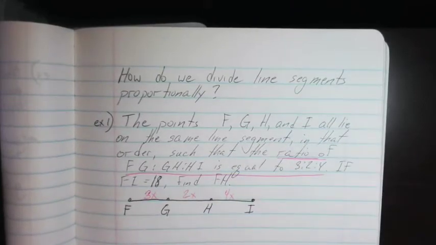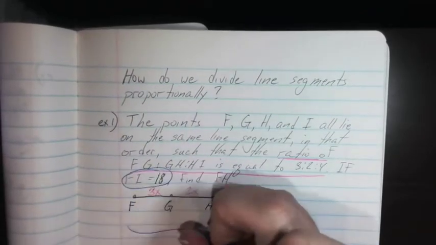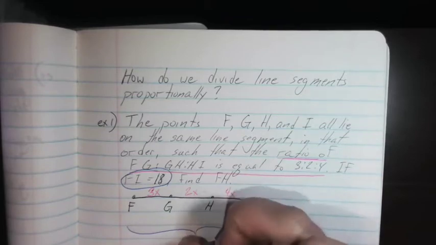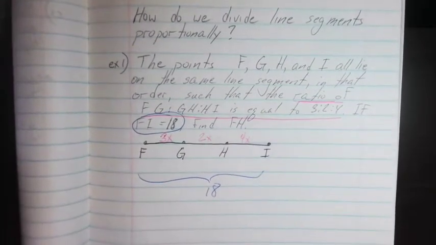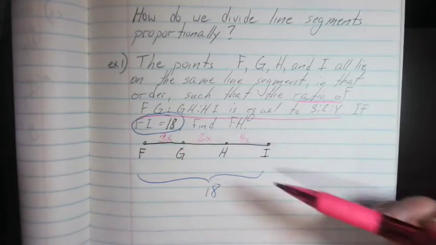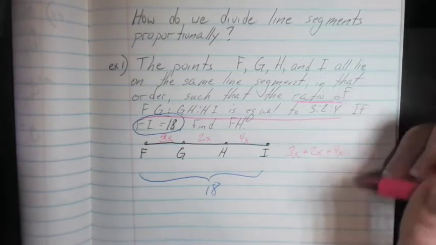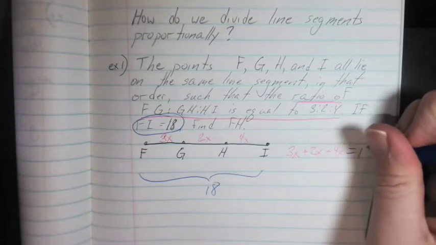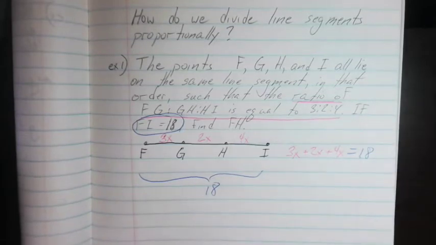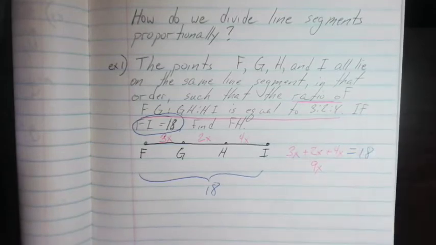Now we're also told that FI is 18. So this entire thing is 18. So we know that 3x plus 2x plus 4x has to equal 18, because they're representing the same line segment. Well, 3 and 2 is 5, plus 4 is 9. So 9x is equal to 18. And if we just divide both sides, we get that x is equal to 2.